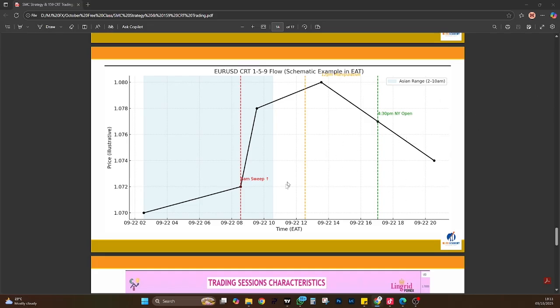If you look at this, we have several things that are happening here. I need to give you a step-by-step of what happens in the 159 flow. Now, so that I don't confuse you, 159 is 1 a.m. New York time, 5 a.m. New York time, 9 a.m. New York time.